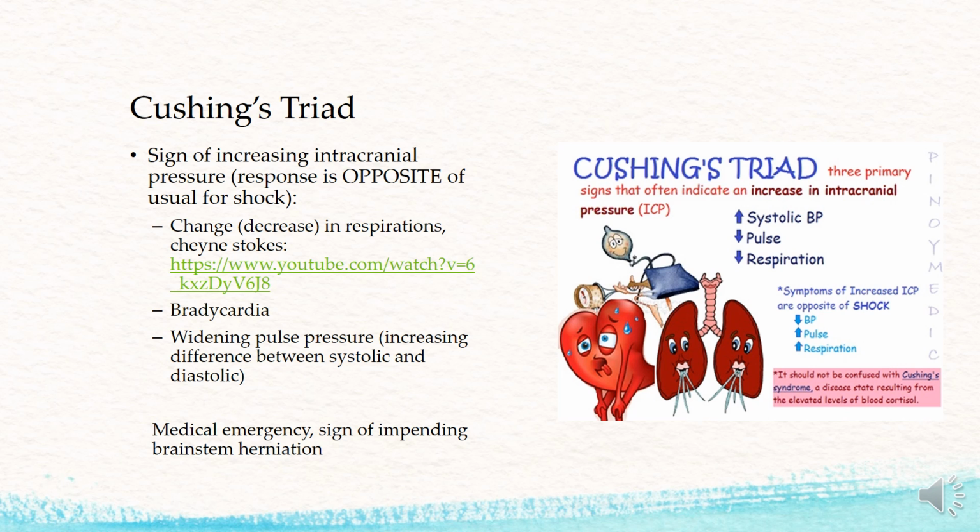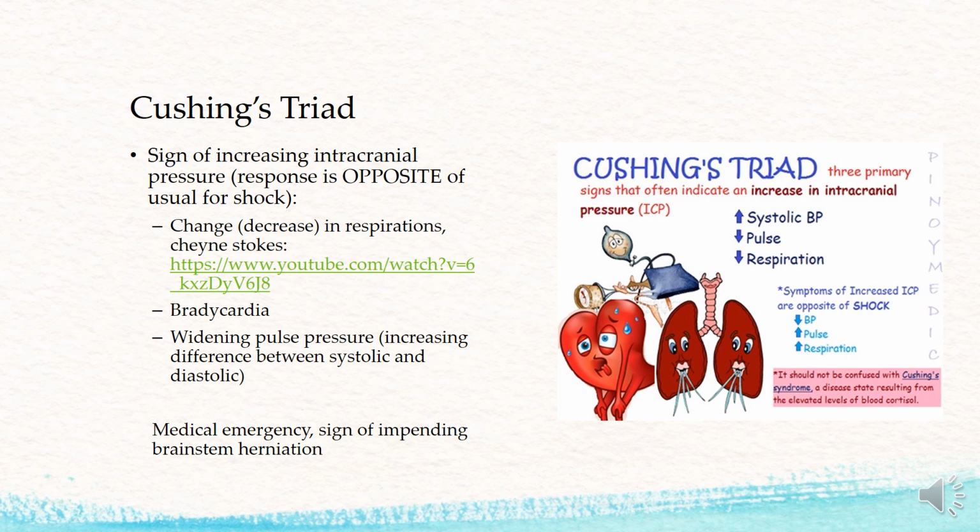So typically a decrease in respirations. They may be those Cheyne-Stokes respirations. I've got a YouTube video here. With Cheyne-Stokes, you've got a change in respiratory pattern. You may get a few quick breaths, then slowing down, and then a period of time where there's almost no breath being taken. It doesn't have to be the case in Cushing's triad, but it can be. So the biggest thing to remember for our purposes is a decrease in respirations. Bradycardia, so instead of an increase in heart rate, a decrease in heart rate. And then a widening in pulse pressure.